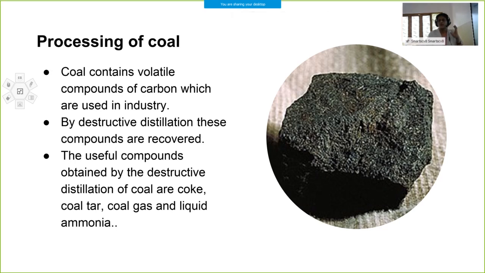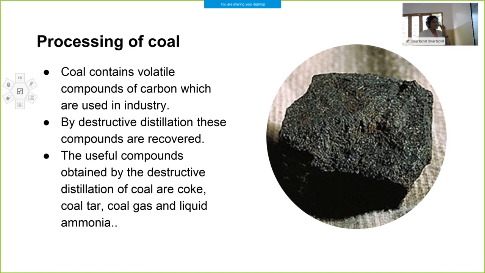all these four products are obtained from coal, and each of these products is a very useful substance. Now let us see how we process coal and what products we get on heating coal in the absence of air. Okay, so processing of coal. Coal contains volatile compounds of carbon which are used in industry. By destructive distillation, these compounds are recovered. The useful compounds obtained by the destructive distillation of coal are coke, coal tar, coal gas, and liquid ammonia.